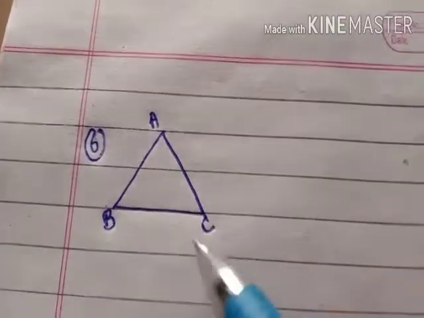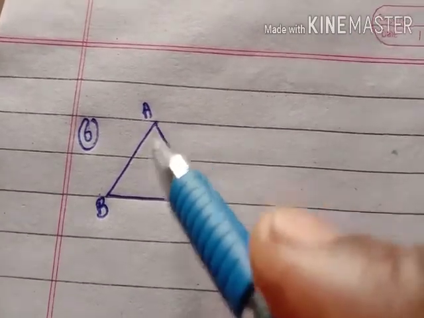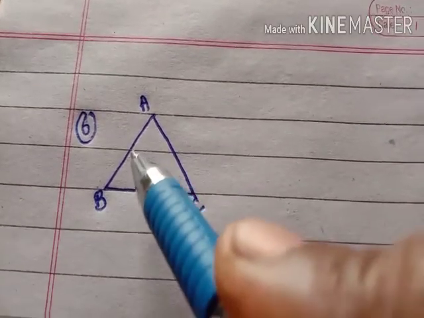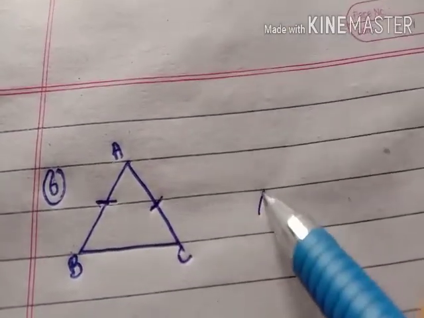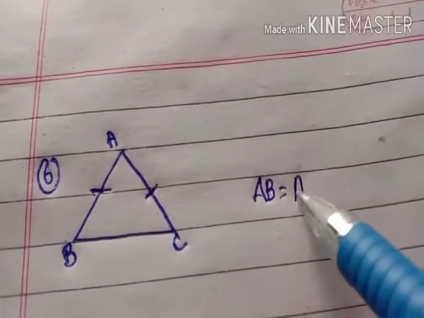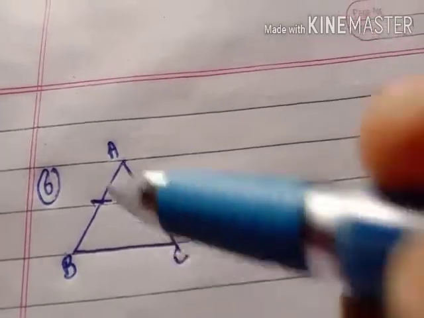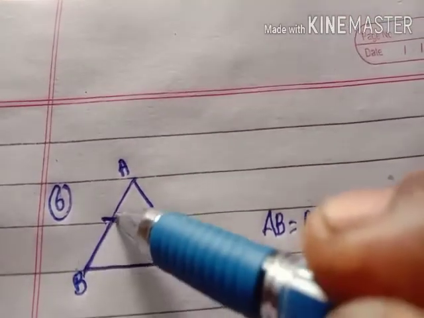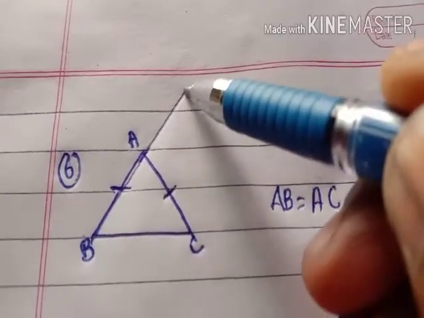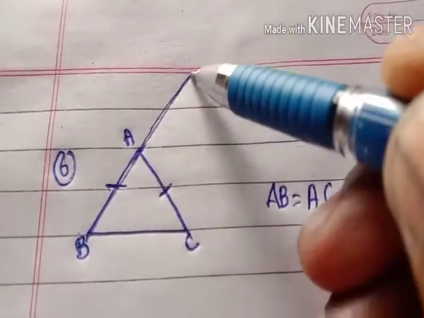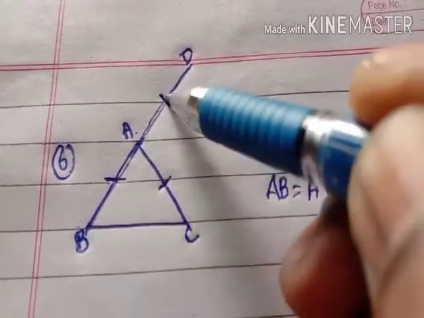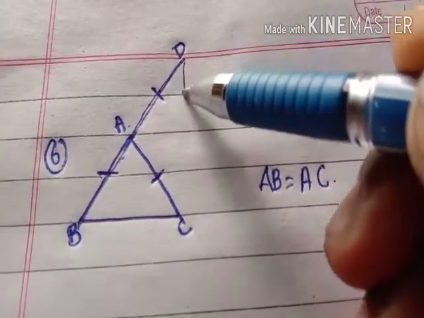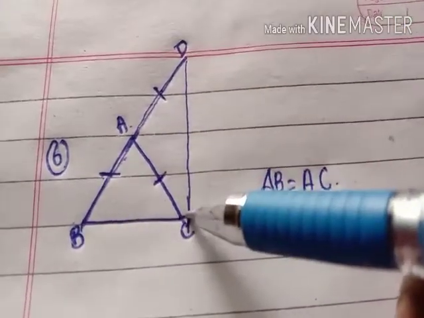Let's see the figure. We have an isosceles triangle ABC. Isosceles means two sides are equal. So let us take AB and AC, both are equal. AB equal to AC. Now in the question it is given that BA is produced. Produced means extended, to a point D such that BA distance is same as AD distance. And then join D and C.